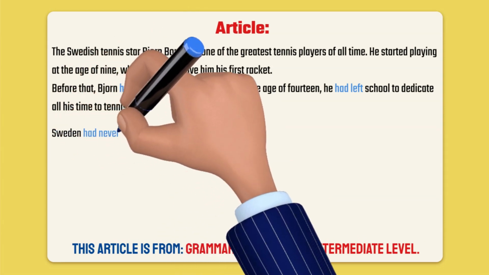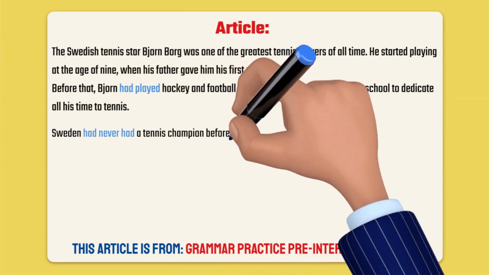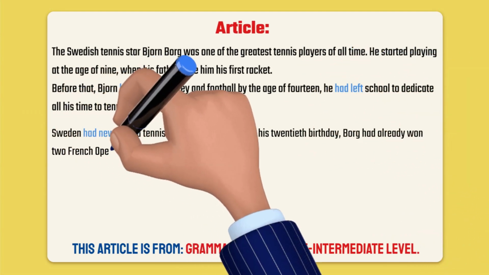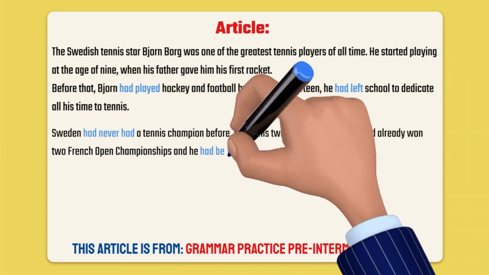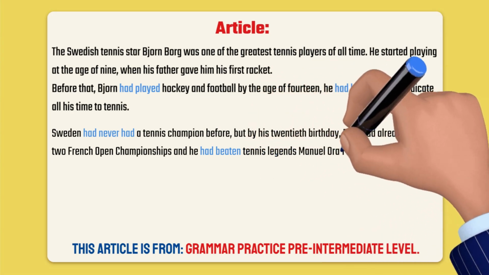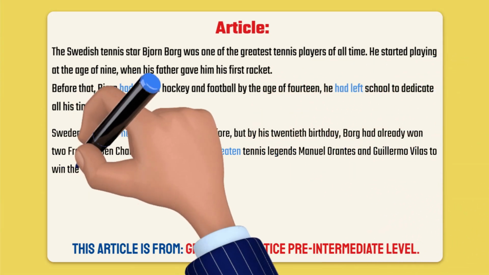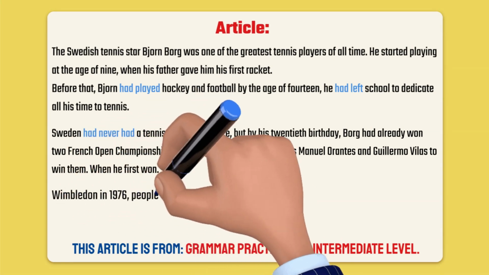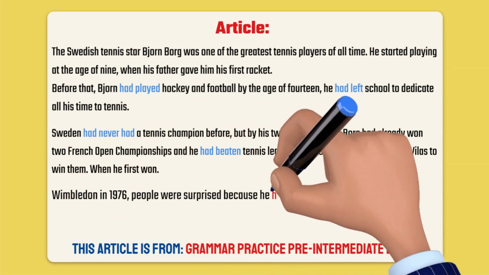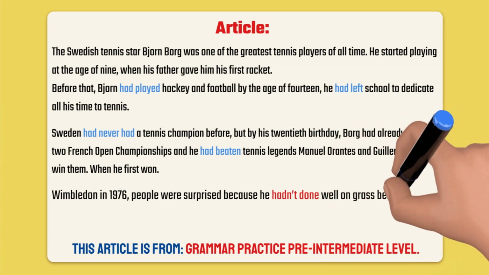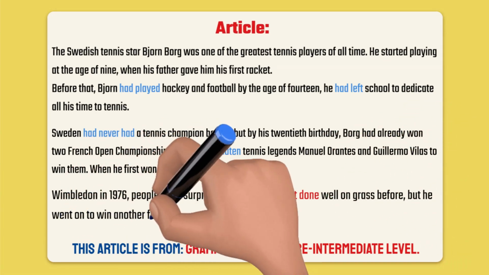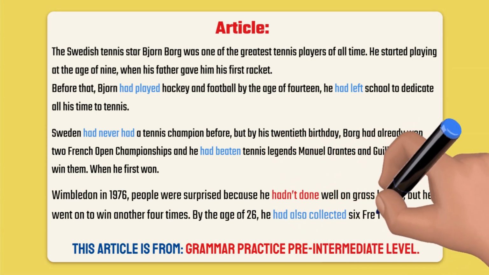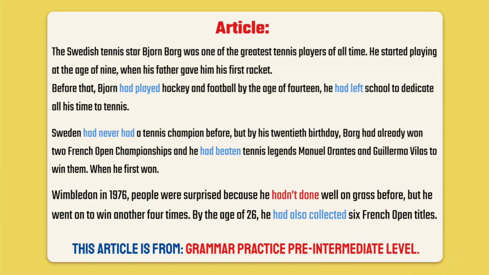Sweden had never had a tennis champion before, but by his 20th birthday, Borg had already won 2 French Open championships, and he had beaten tennis legends Manuel Orantes and Guillermo Vilas to win them. When he first won Wimbledon in 1976, people were surprised because he hadn't done well on grass before, but he went on to win another 4 times. By the age of 26, he had also collected 6 French Open titles.